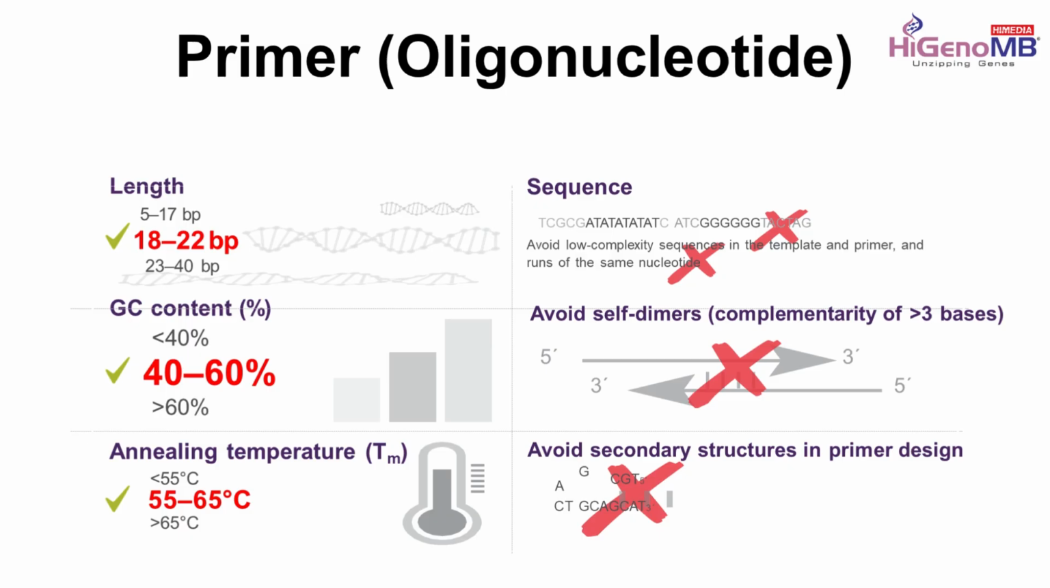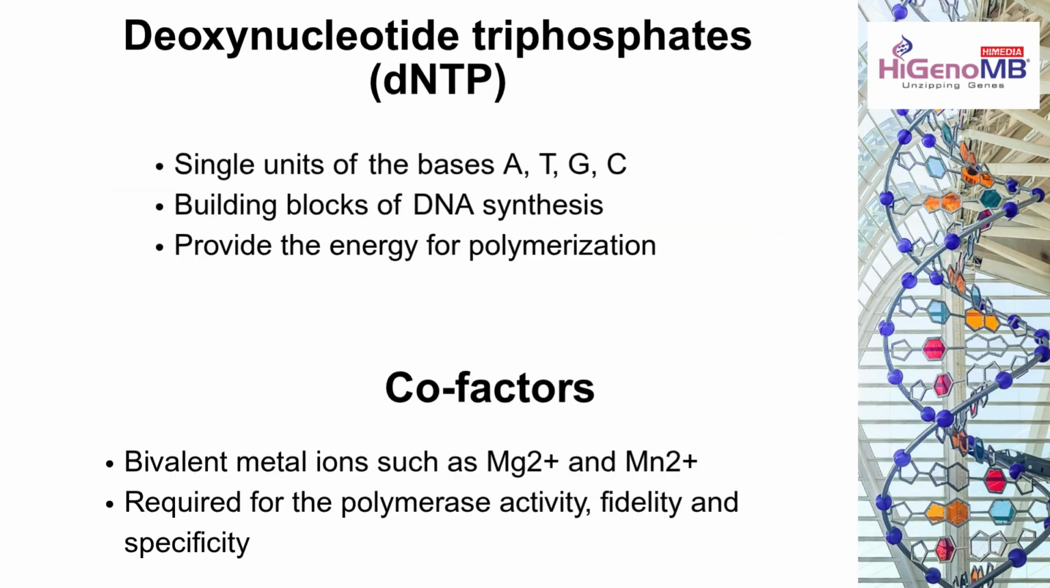Okay, so we had covered template, DNA polymerase and primers. So what is the next component? It is dNTPs, which is deoxynucleotide triphosphates. These are the single units of bases, namely A, T, G and C. As you all know, these are the building blocks of DNA, and when you say PCR, the process is all about incorporating these nucleotides into a growing strand of DNA against a template. And dNTP has another role, that it provides energy for polymerization.